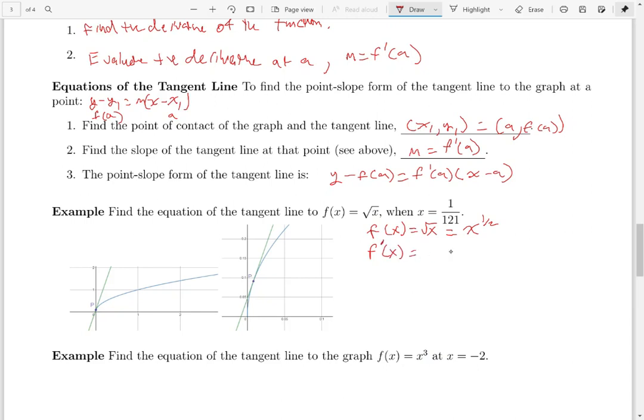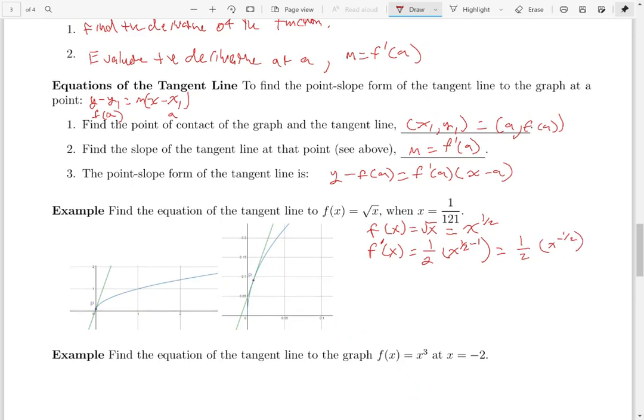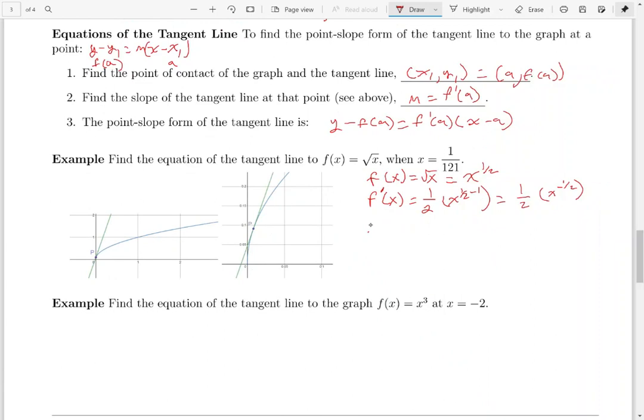F prime of x is equal to, take the power, put it out front, that's 1/2 times x raised to the 1/2 minus 1 power, which is really going to be 1 over 2 times x to the negative 1/2. And then if you want, you could rewrite that, because that's the exact same thing as 1 over 2 square roots of x. I just used the fact that this is a negative power, moved it into the denominator, and then I put it back into square root notation for us if it makes you feel better.